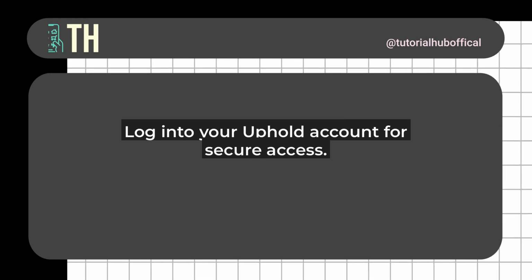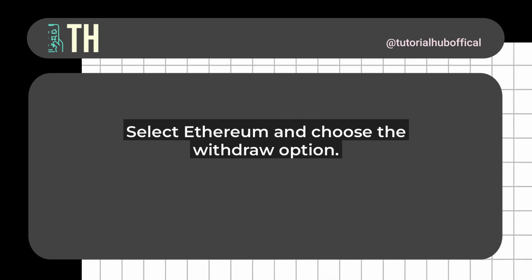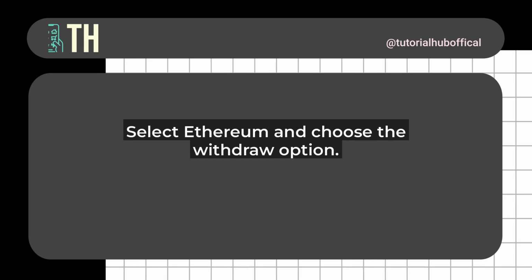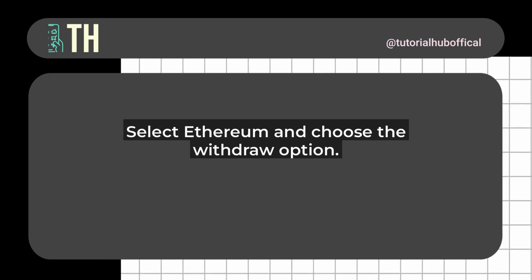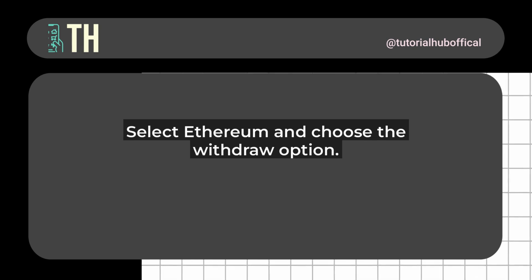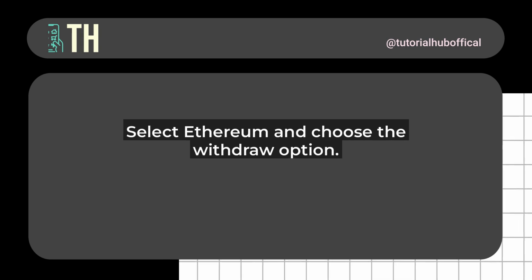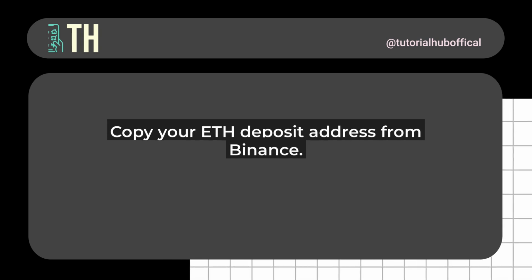Step 1. Log into your Uphold account. Make sure you're on a secure device and have two-factor authentication enabled. Security is key in the crypto world. Step 2. Once logged in, navigate to your Ethereum wallet. Find the Withdraw or Send option. Here, you'll need to select Ethereum as the asset.